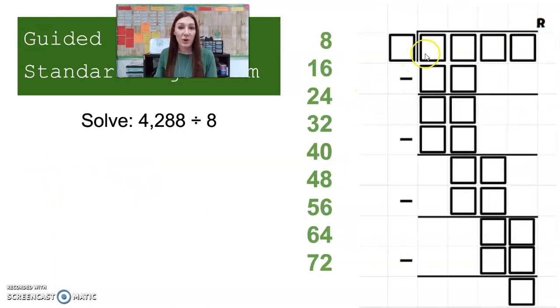All right, next question. 4,288 divided by 8. So we're going to need to list our steps for long division.